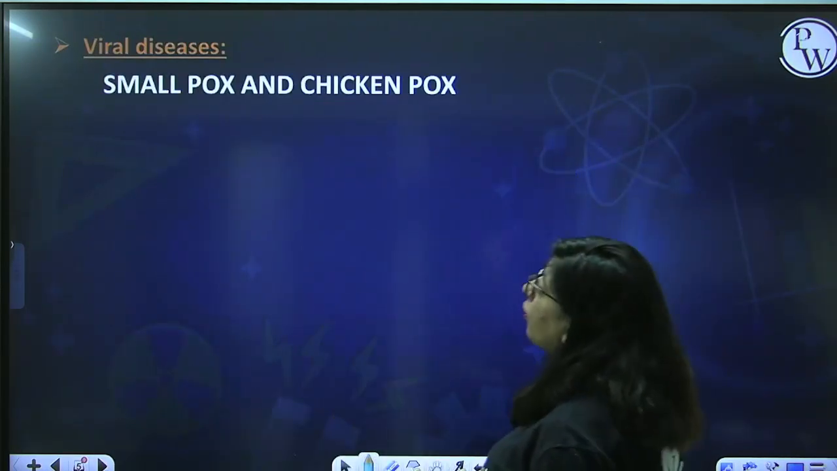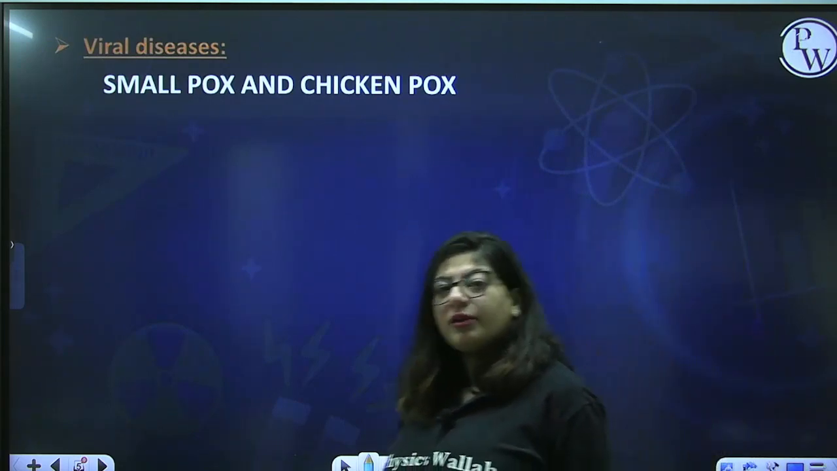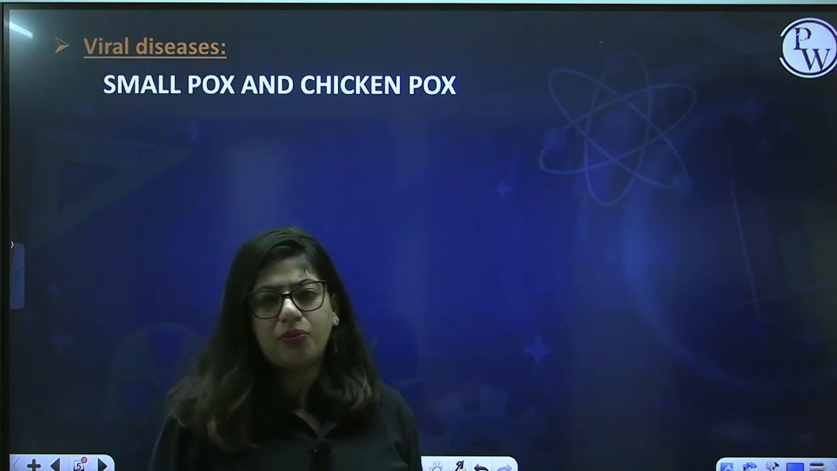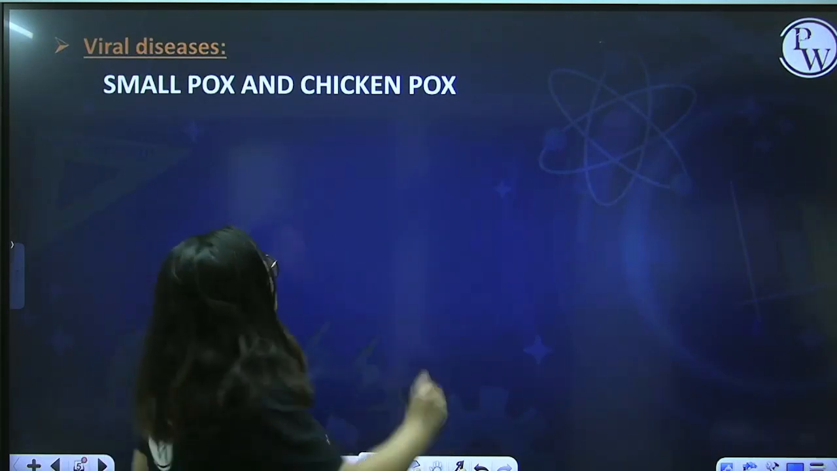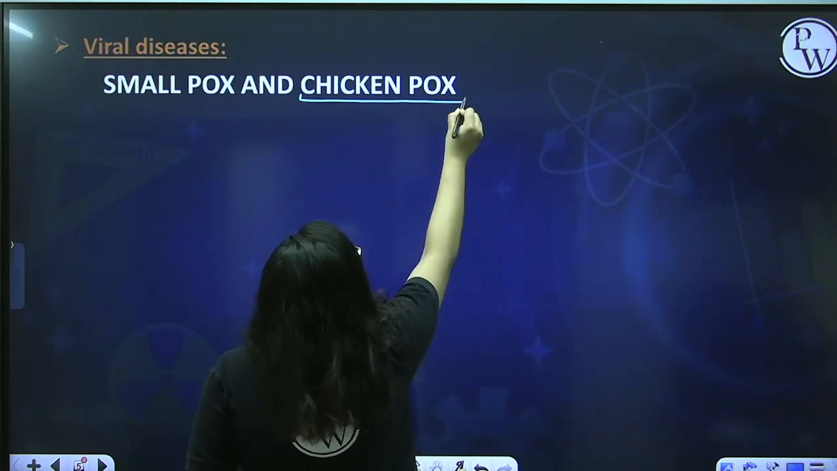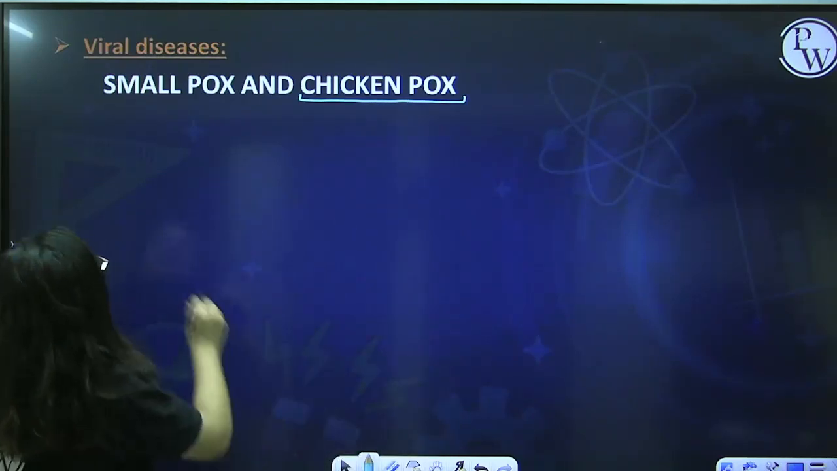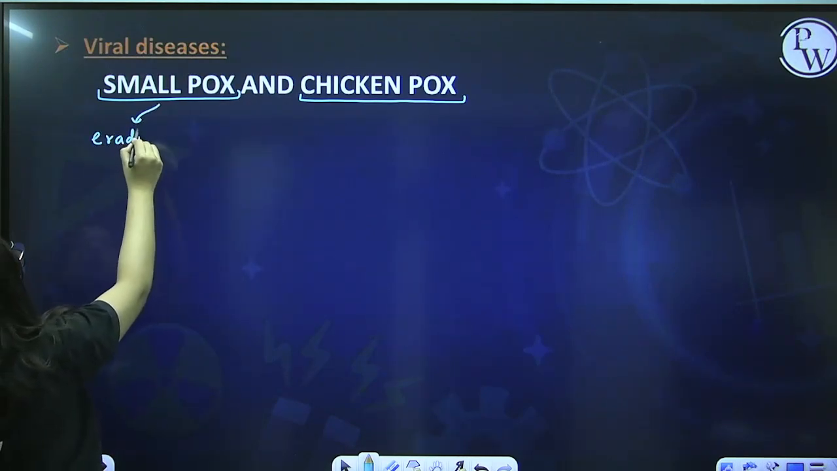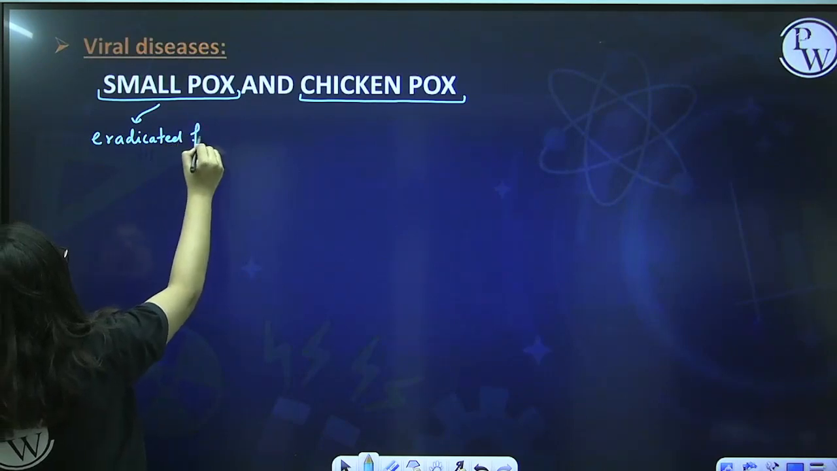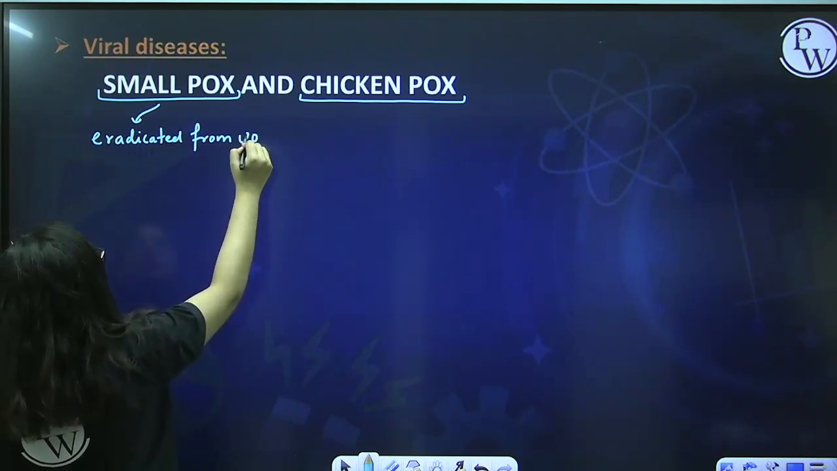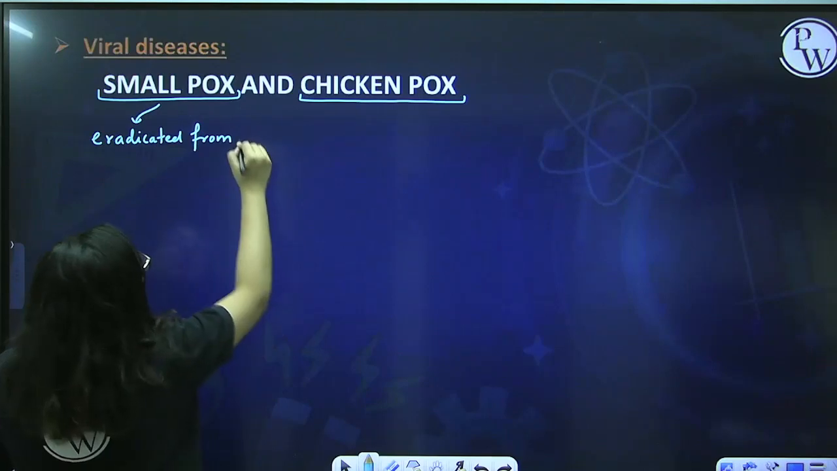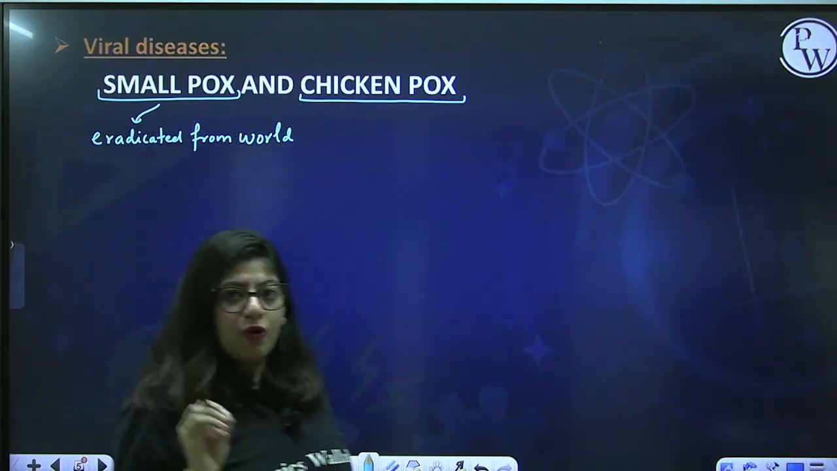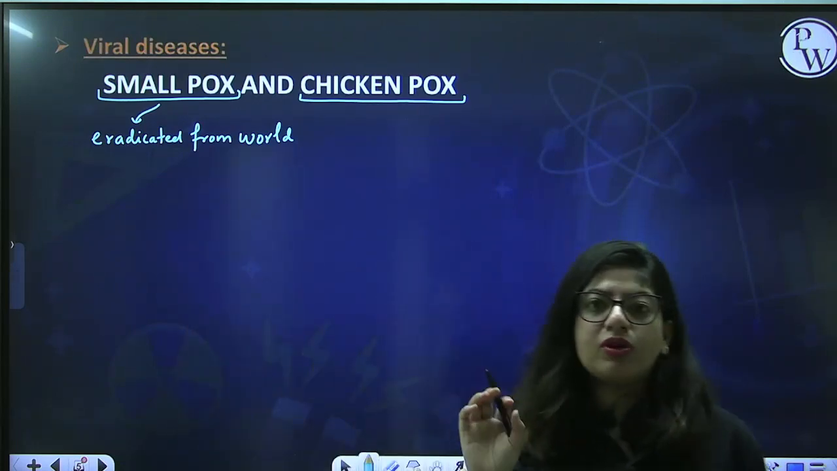Now, talking about smallpox and chickenpox. One pox many of you may have suffered from, that is chickenpox. Even I had chickenpox in my childhood, right? Chickenpox is prevalent nowadays, but smallpox is a disease which has been eradicated. Eradicated means now nobody gets this disease. How did this happen? Because everyone is immunized from smallpox. That's why nobody can get the smallpox disease now.